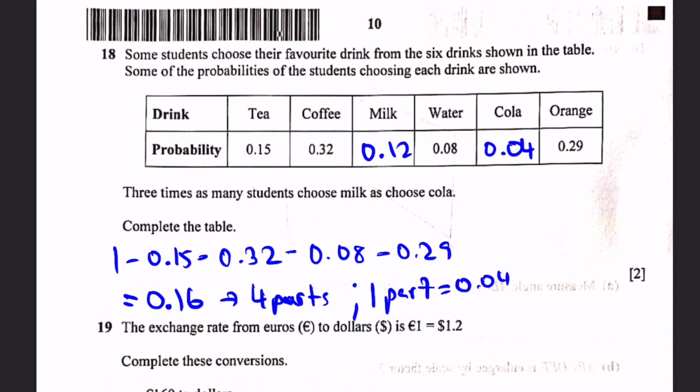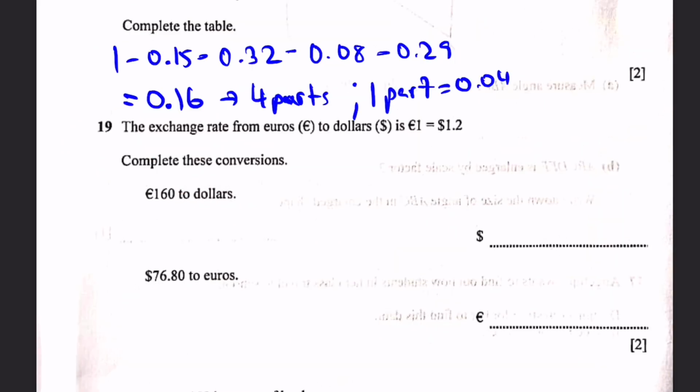That's the answer. You can add up all these values right here, and it'll make sure that they add up to 1, because the total probability is always equal to 1. Let's move to question 19. The exchange rate from euros to dollars is 1 euro equals $1.2. Complete these conversions. 160 euros to dollars and $76.80 to euros.